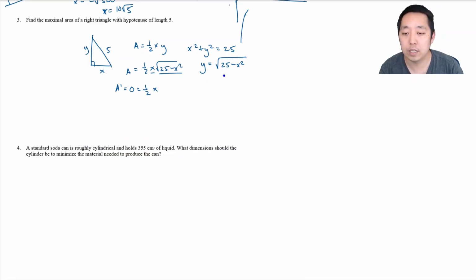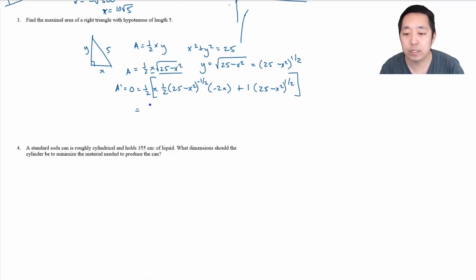This I write as 25 minus x squared to the 1/2, so I can use my power and chain rule correctly. That's 1/2 25 minus x squared to the 1/2 minus 1, which is negative 1/2, times the derivative of the inside, which would be negative 2x, plus, I brought this 1/2 out, plus the derivative of x, which is just 1, times 25 minus x squared to the 1/2, just the radical one there.